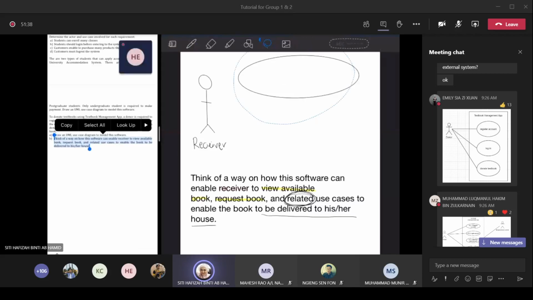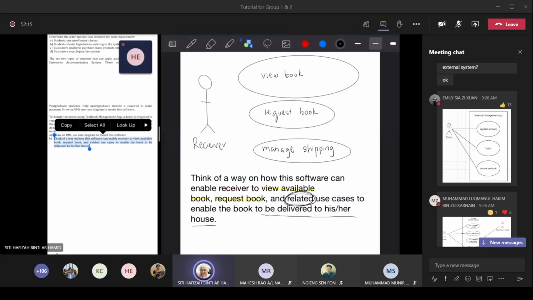You can have the straightforward one, which is view book, request book. Another one is delivered to here. This one, let's say, is managed shipping. This is the one that I said.